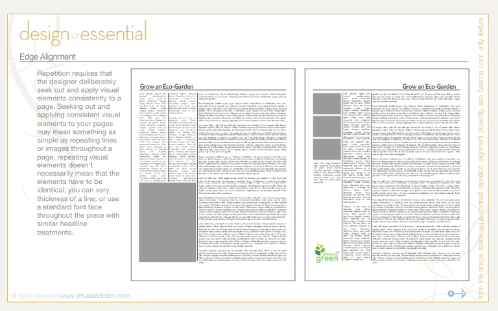Seeking out and applying consistent visual elements to your pages may seem to be as simple as repeating lines or images throughout a page. Repeating visual elements doesn't necessarily mean that the elements have to be identical. You can vary the thickness of a line or use a standard font face throughout the piece with similar headline treatments, but perhaps some of the headlines differ in color.